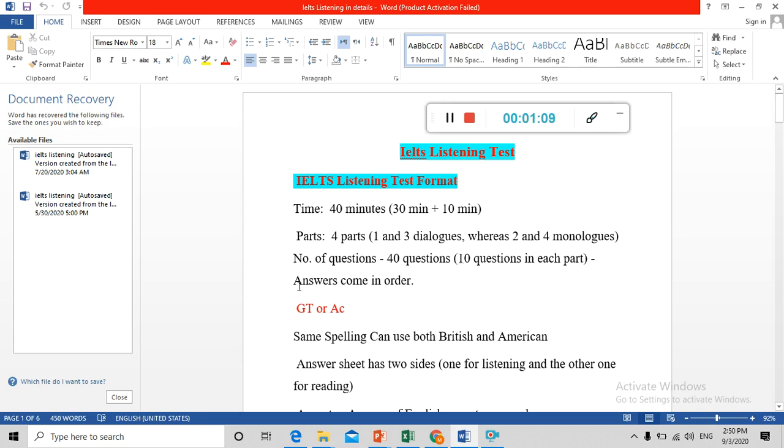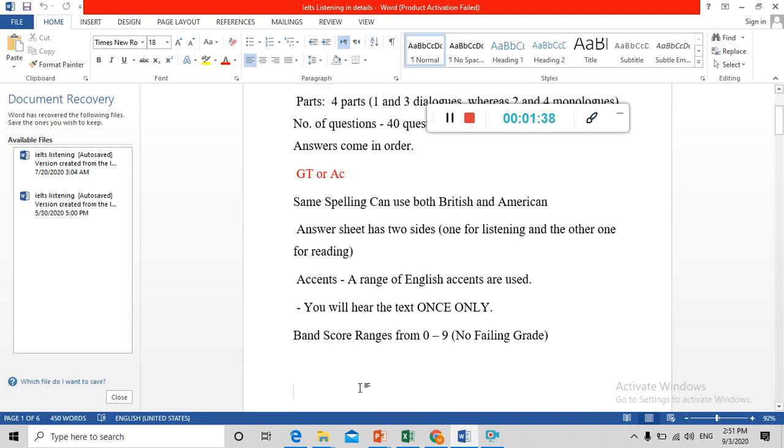Answers come in order. So we will not have the answer of question 3 before the answer of question 2, and so on. IELTS is the same for general training and for the academic type. Same spelling can be used, both British and American. Answer sheet has 2 sides, one for listening and the other one for reading, so we have to be careful.